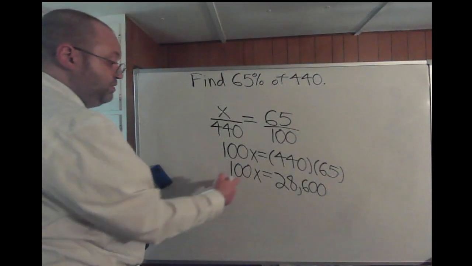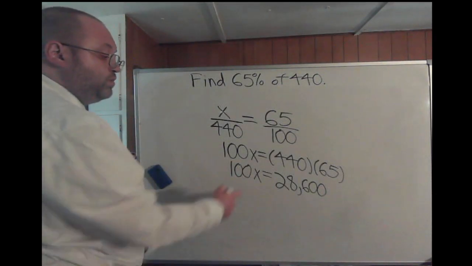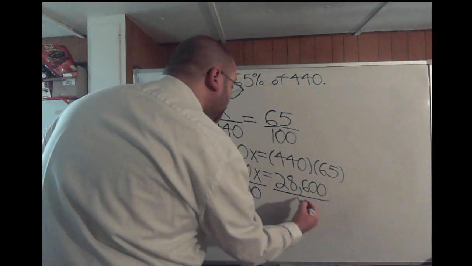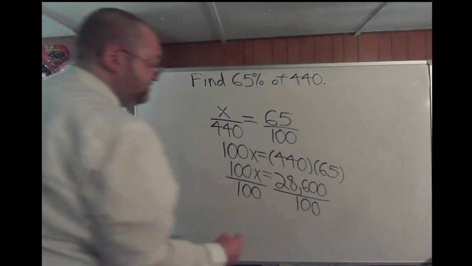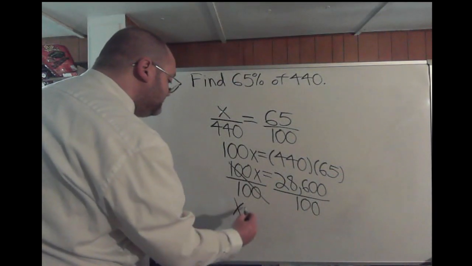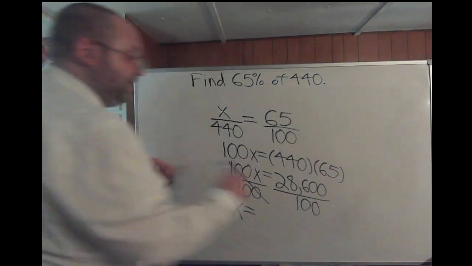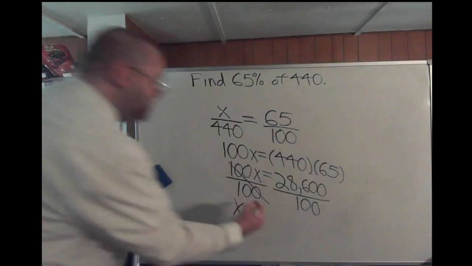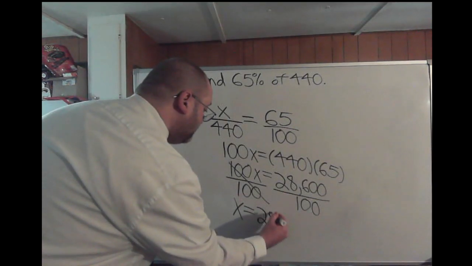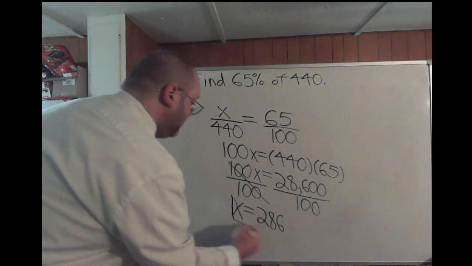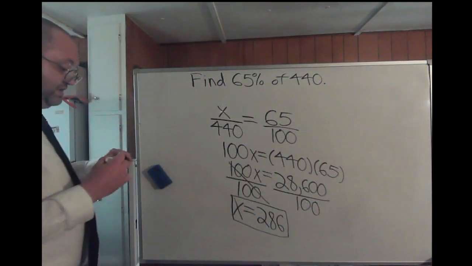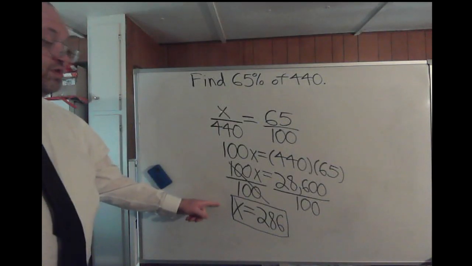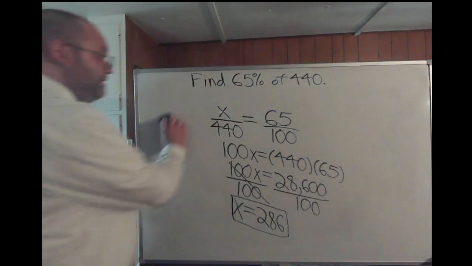Okay, well, we have 100x equals 28,600. In order to get x by itself, we got to divide both sides by 100. The hundreds cancel out on the left side. You have x equal to 28,600 divided by 100, which is 286. So x would equal 286. So it turns out 286 is 65% of 440. That's the answer.